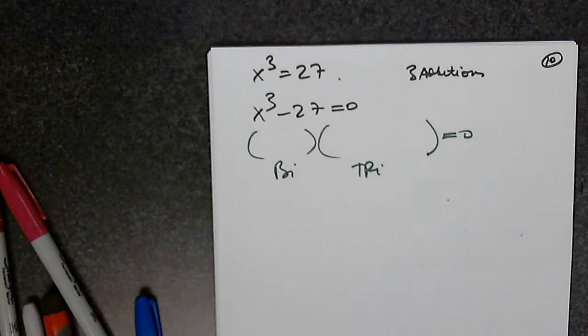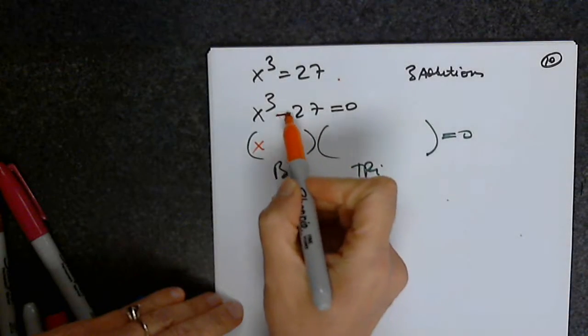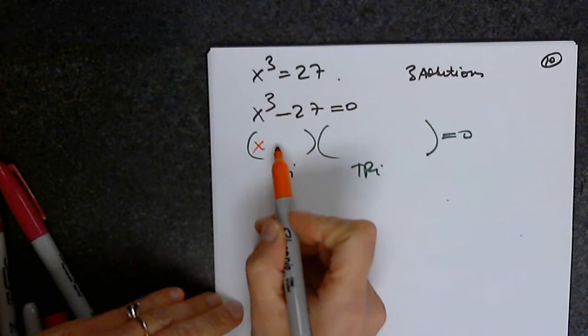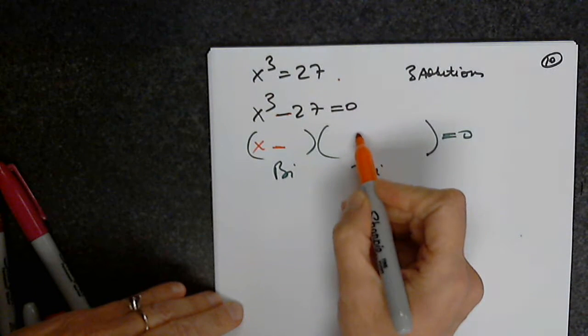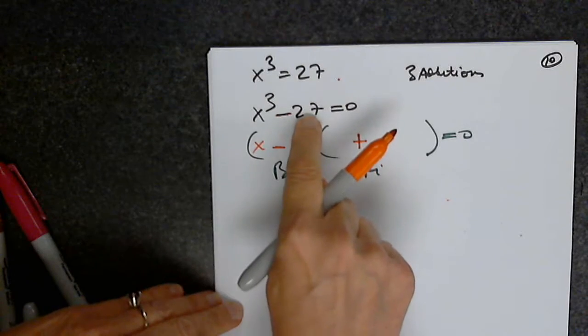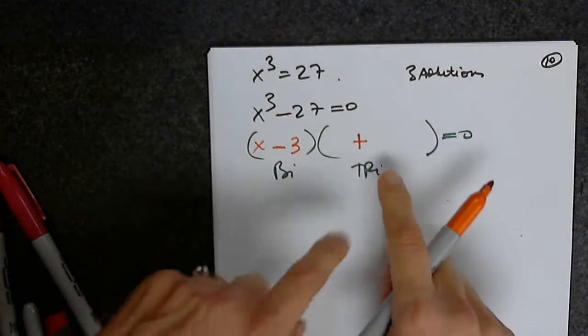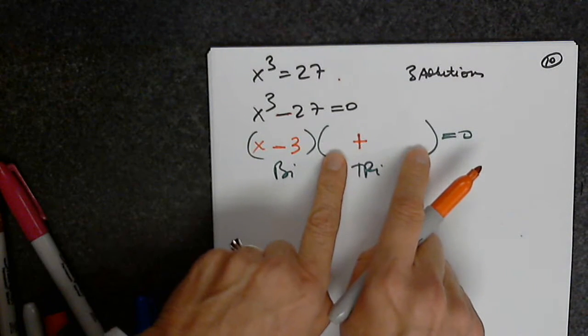What do I cube to get x cubed? What is the sequence of signs? If this is minus, what do I have here? And in the middle? Good. What do I cube to get 27? Careful. Good. And now this should be an easy pattern to remember.